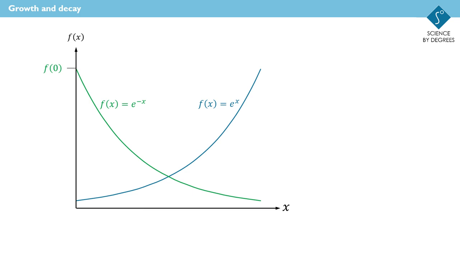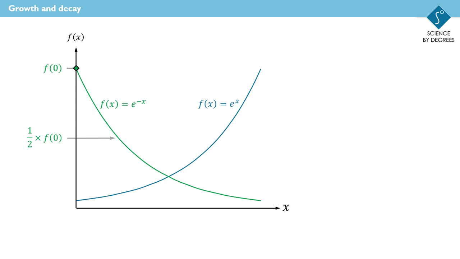Now let's have a look at a property of the exponential decay curve in particular. Here's the value f of 0, and here is half of f of 0, and let's ask ourselves what value of x do we require to make f of x half of the initial value.